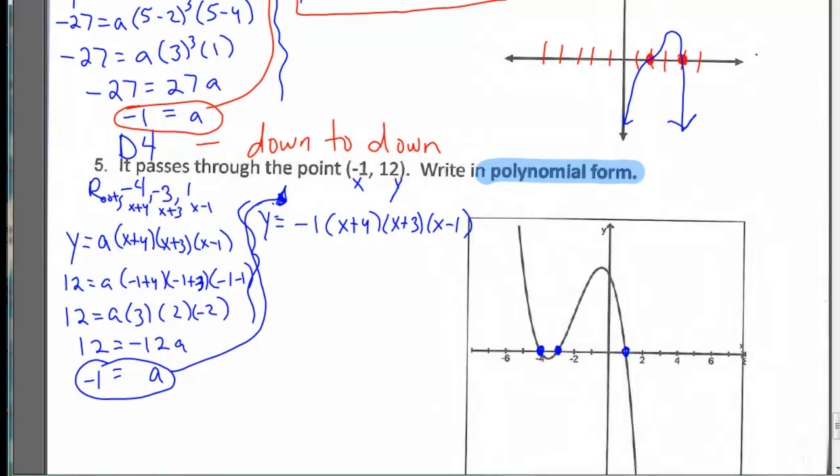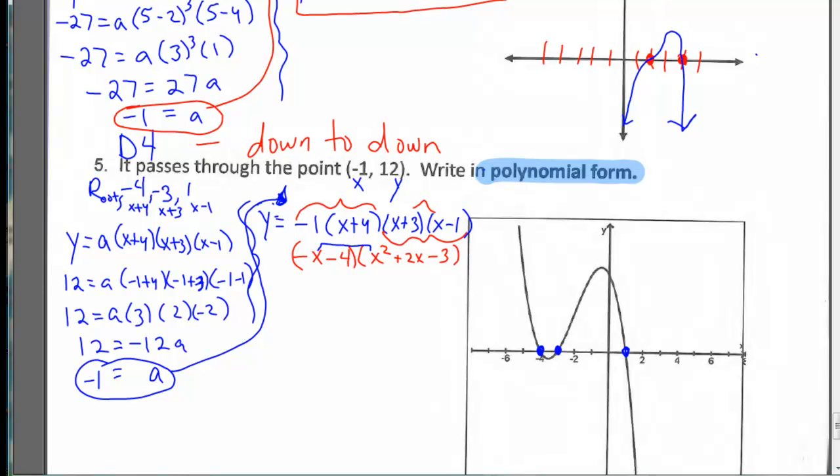But I'm not done yet because I need to multiply through. So the first thing that I would do would multiply negative 1 times x plus 4. Then I would multiply these two together, and then I would multiply the whole thing. So we have negative 1 times x is negative x. Negative 1 times 4 is negative 4. And these two terms multiplied together, we would get x squared plus 2x minus 3.